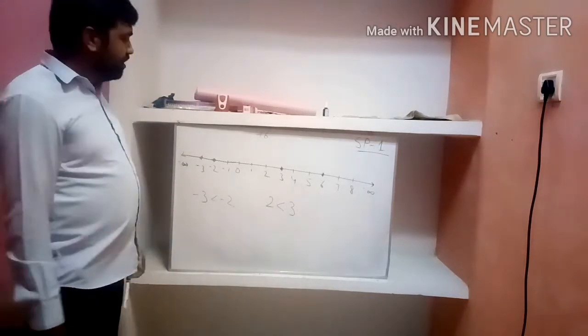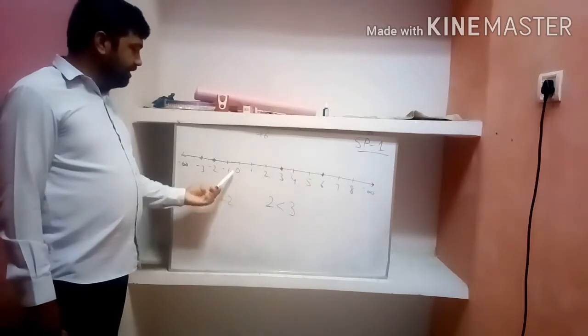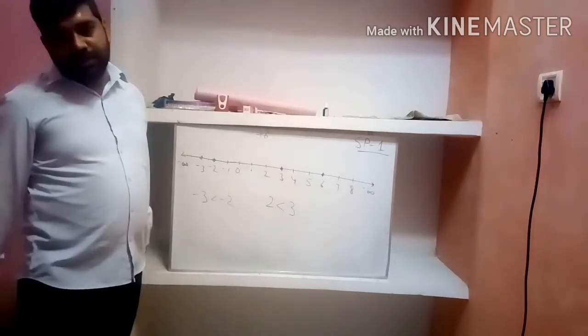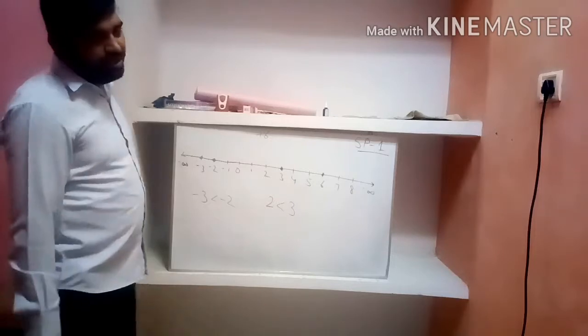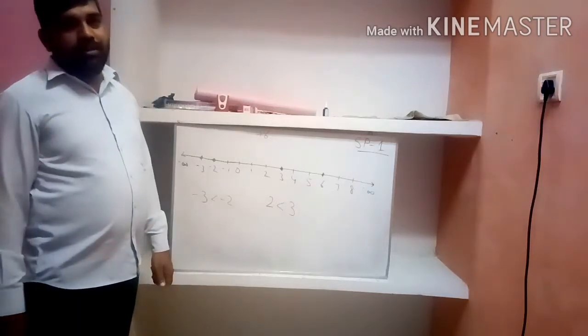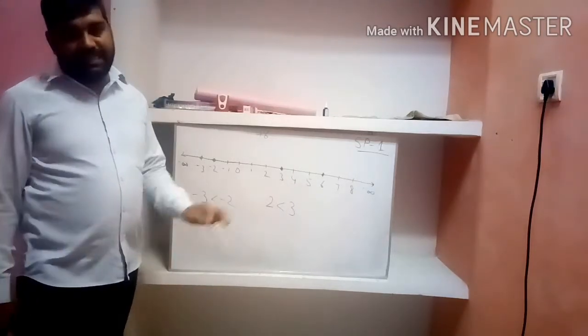Which integer is neither positive nor negative? 0. 0 is neither positive nor negative. So 0 has no sign. We cannot say -0, we cannot say +0. Saying -0 or +0 is meaningless.